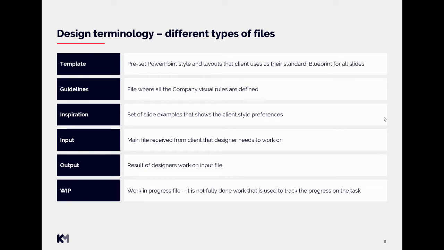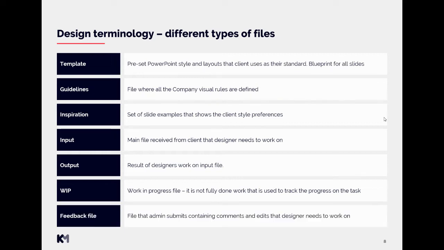VIP, or fully work in progress file, it is not fully done work that is used to track the progress on the task. Feedback file is the file that admin submits containing comments and edits the designer needs to work on.